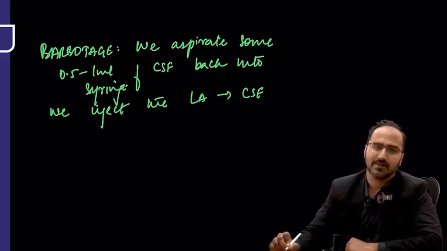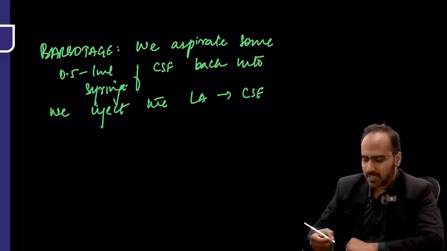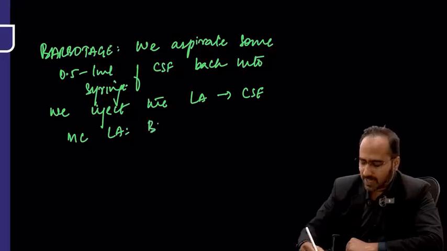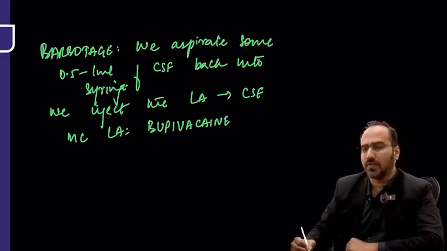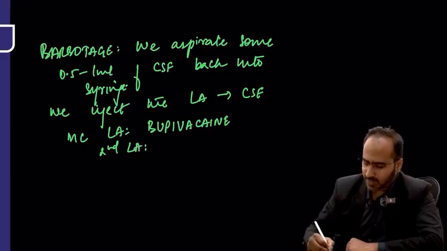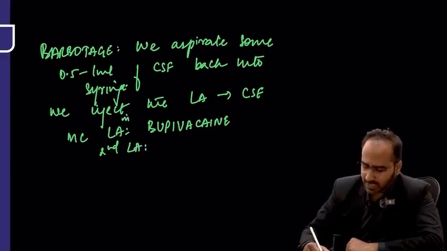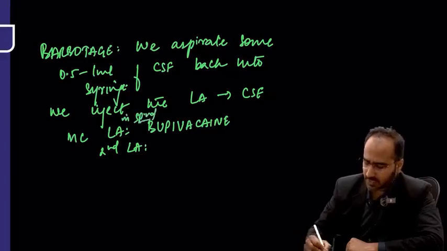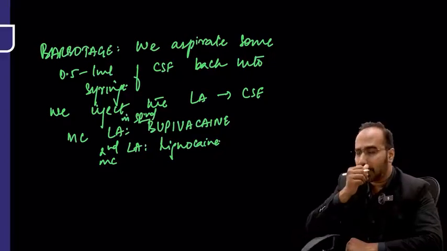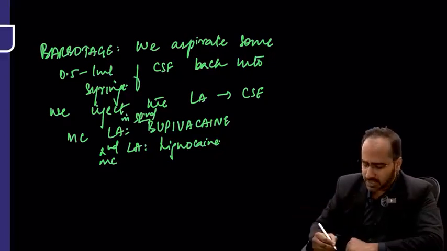Okay? Into the CSF. Now, what local anesthetic will we inject? The most commonly used local anesthetic in spinal anesthesia, we have already discussed, is bupivacaine. Bupivacaine, right? Remember, most commonly used local anesthetic in spinal is bupivacaine. Second most common is what? It is lignocaine. Now guys, with this bupivacaine and lignocaine, in order to increase the duration, you can also add some additive.